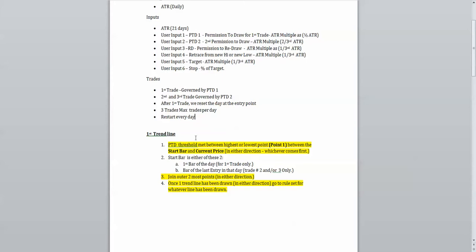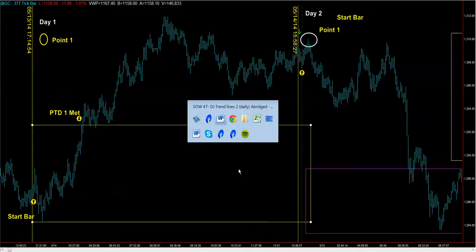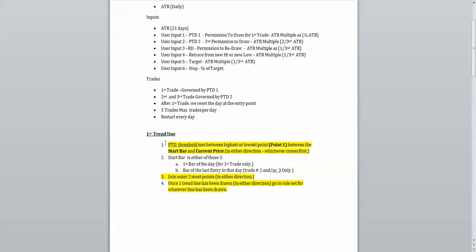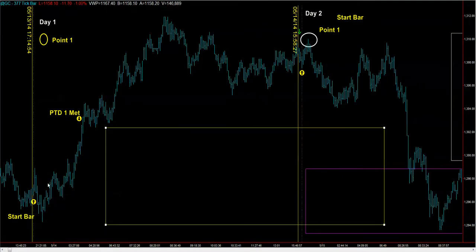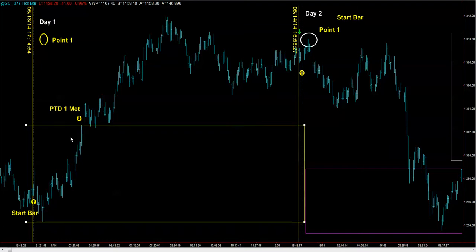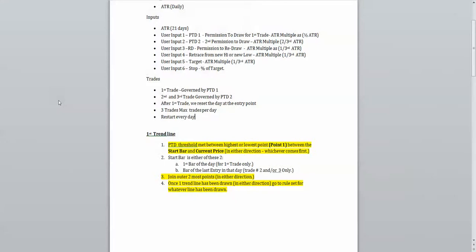So the first thing we're going to do is, because we are dealing with trade number 1, we're being governed by the PTD1. So what we're looking for is PTD1 to be met, and so we've got our start bar over here, which is the first bar of the day. We're waiting for PTD1 to be met, and it gets met at that point over there. This is our measuring tool for PTD1, marked in yellow, and let's go to the rule set.